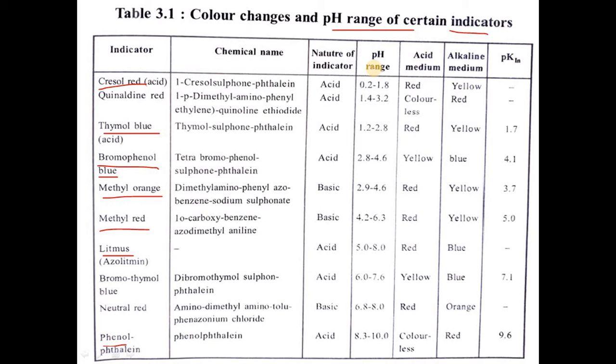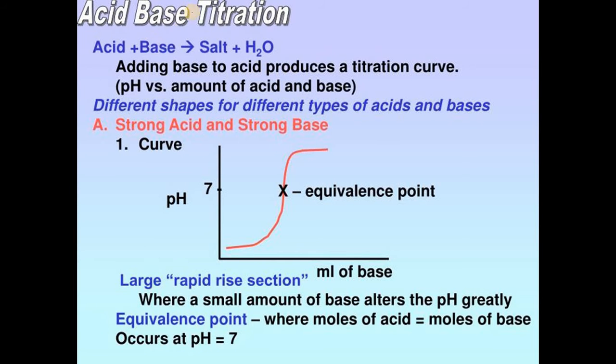In a multiple choice question they will ask, what is the pH range for methyl red indicator? Then the answer is 4.2 to 6.3 is the pH range. For methyl orange 2.9 to 4.6, and for phenolphthalein 8.3 to 10. So this is a very important question. Then we will see acid base titration.